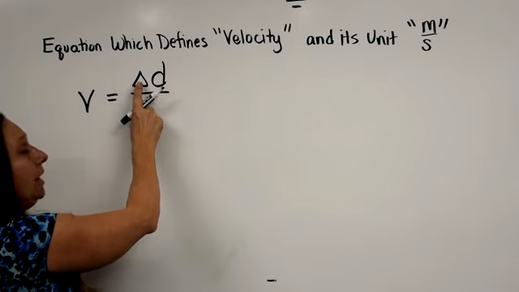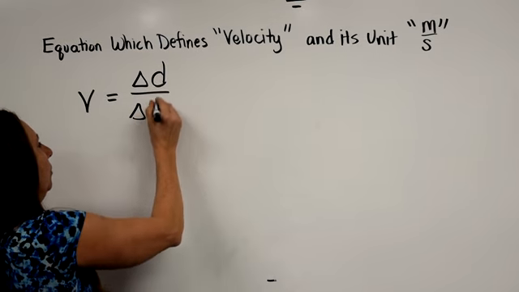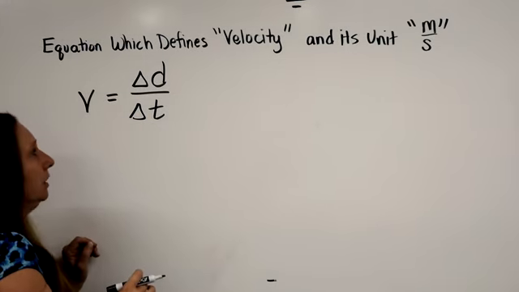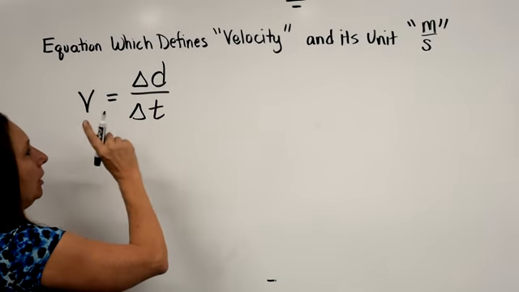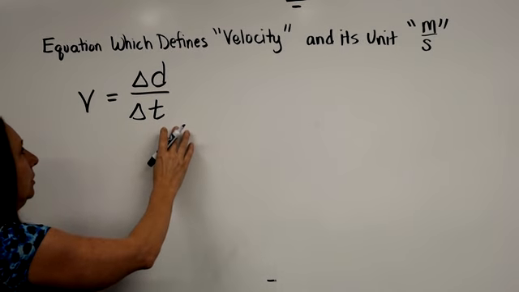All right, so change is the little triangle, a change in position with respect to time, or a change in position divided by a change in time. Now, let's figure out the correct unit for velocity based upon this equation.